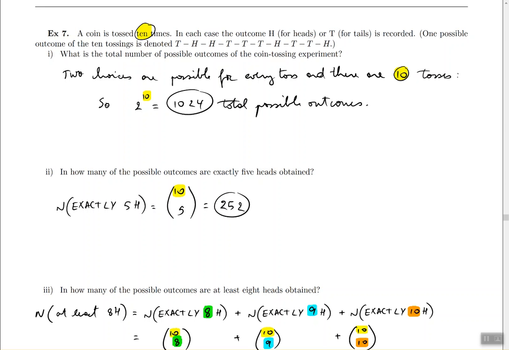The next few examples are similar to examples that I did before, so I'm not going to bore you with long problems and long videos. So I'm just going to describe to you what we did. So example 7, we're tossing the coin 10 times, and the first question said how many possible outcomes are there.